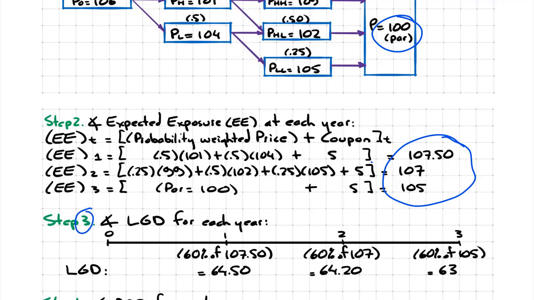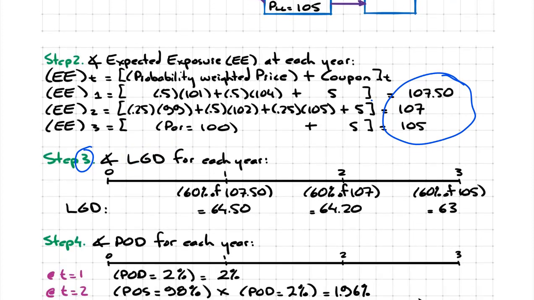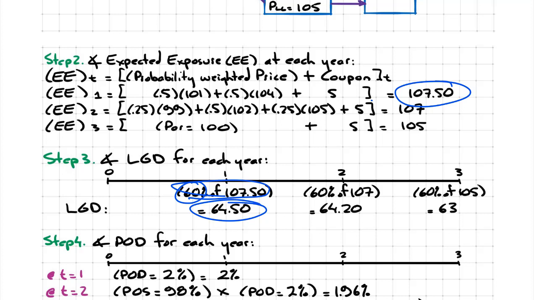So the next step is, how much can you lose, given that the issuer defaults for each year? Well, we were told that the loss ratio, if there's a default, is 60%. So in year one, I'm entitled to a total amount of 107.50, so I could lose 60% of that. That works out to 64.50.